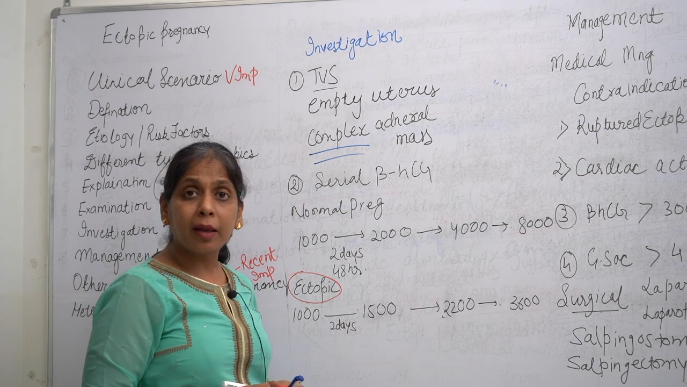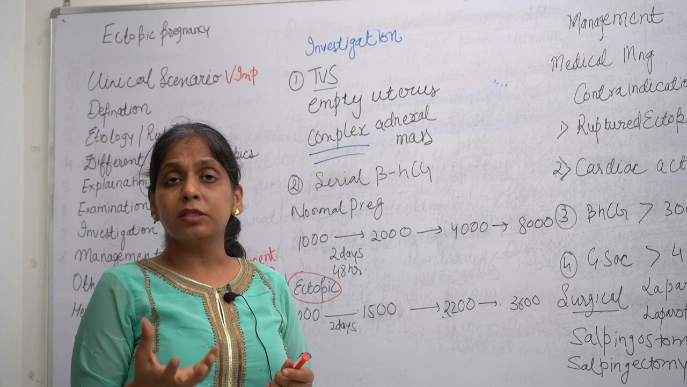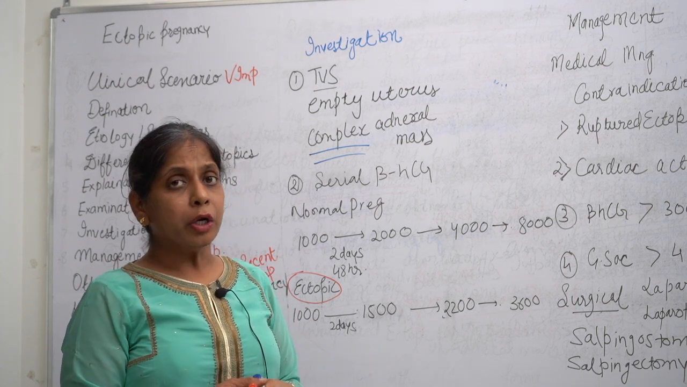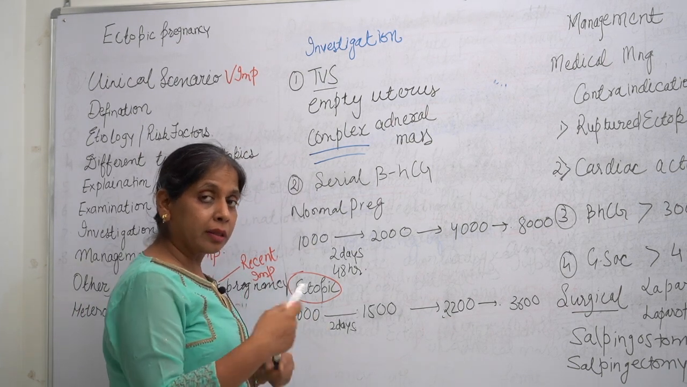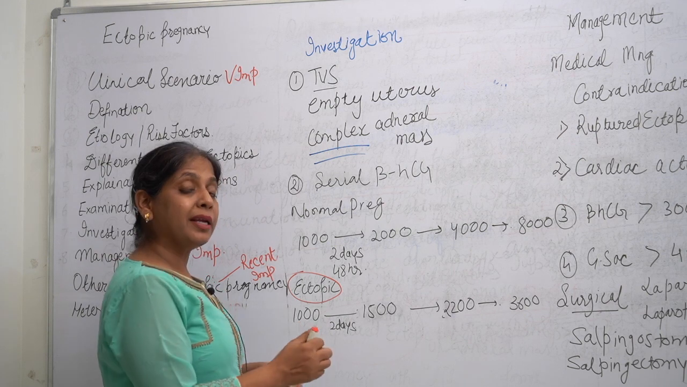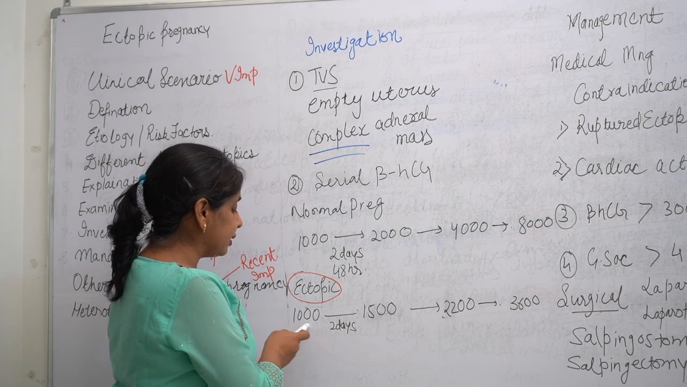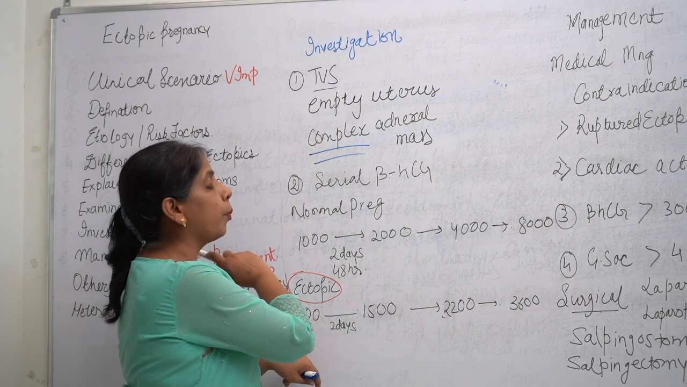It will not double in 48 hours because this pregnancy is not being supported by the endometrium. There is no endometrium in the tube. Now beta HCG will be secreted, and it will increase with the increasing gestation, but it will increase less. After 2 days it will be 1500. There will be no doubling.